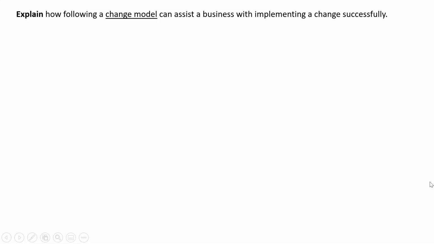So let's look at some possible questions. It could be just a general question. There was one on a past exam that said, explain how following a change model can assist a business implementing a change successfully. When it says a change model, it makes you think, is there more than one? Did we learn more than one? No, we just did the one. So basically that question is saying, explain how following Lewin's change model can assist a business with implementing change successfully.